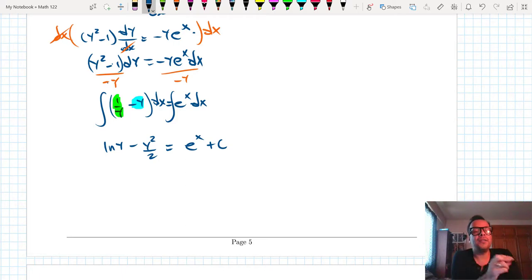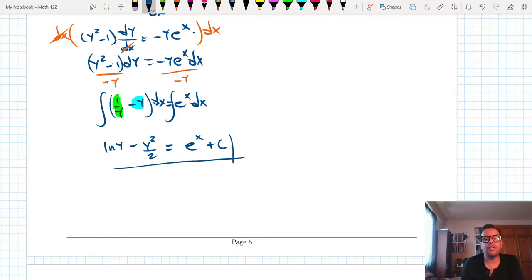Okay, notice in this case, in the previous cases, we were able to solve explicitly for the dependent variable y. In this case, we won't be able. Don't even try. Trust me, you won't be able to solve this equation for y. So just leave it in implicit form. In some cases, we leave the equation in terms of an implicit form.